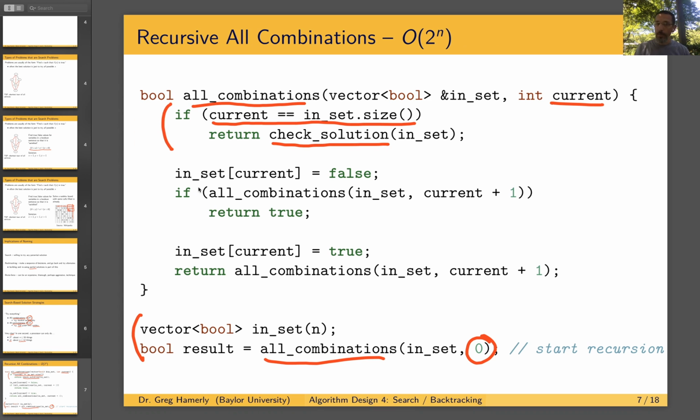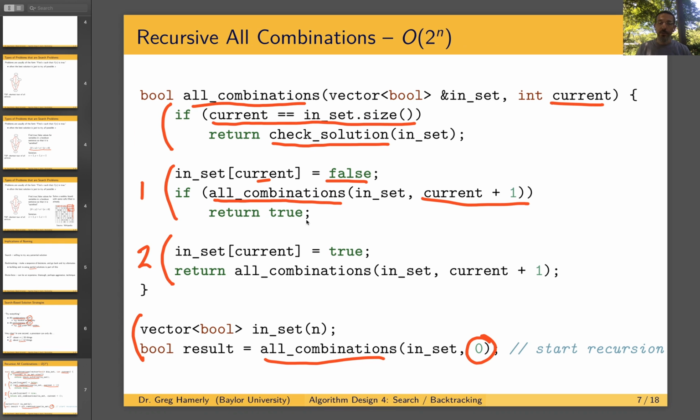And if we haven't reached our base case, then we do 2 branches of recursion. Branch 1 says, first let's set the variable associated with current to be false, and then let's recursively call this function on assigning the next variable. And if that returns true, that means we have found a solution. So we could stop here if all we're doing is looking for a solution, and we would return true because we have found a solution.